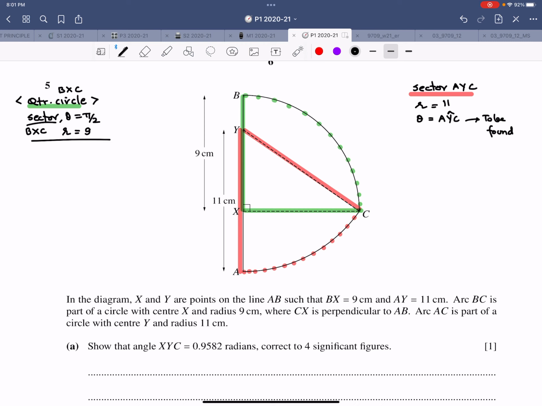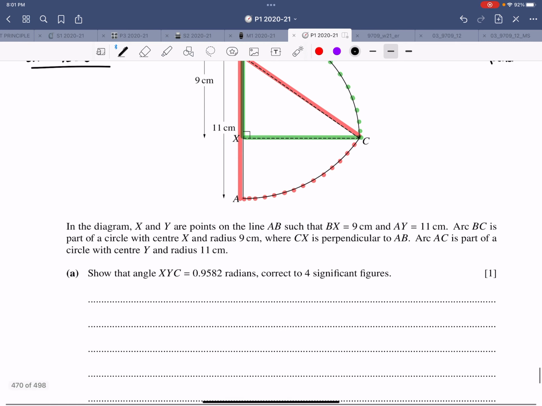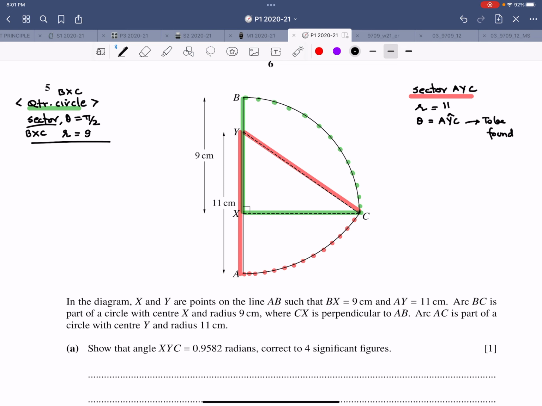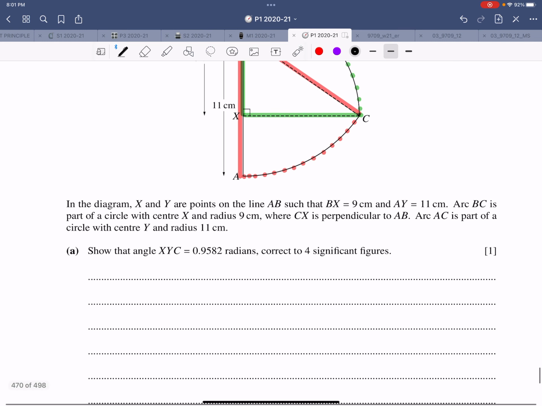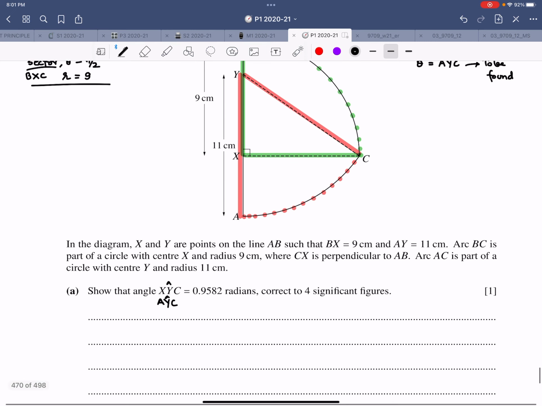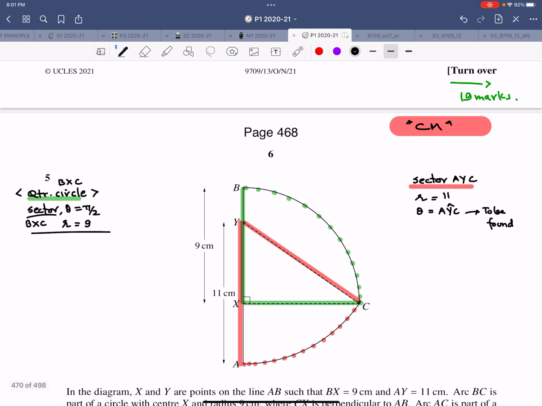Let's see. Show that the angle XYC. Now, XYC is the same thing as AYC. So we call it XYC, we call it AYC, it all means the same thing. Show that the angle is such and such, correct to 4 significant figures. Make sure your calculator is in radian RAD mode.